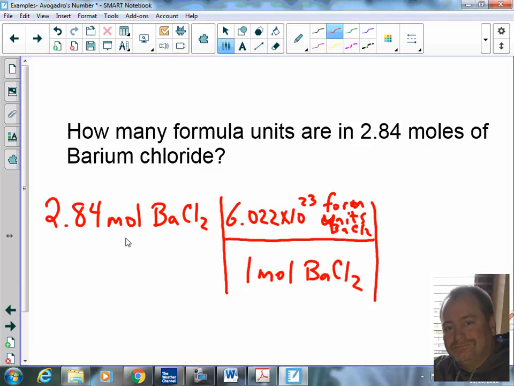Now I look. Does my unit cancel that I want to cancel? Well, here's a mole of barium chloride in the numerator, a mole of barium chloride in the denominator. So now, that cancels. What label am I left with? Formula units, BaCl2. So what are you going to do in your calculator? You're going to multiply. So go ahead and do that.